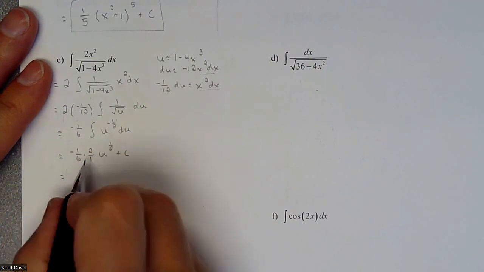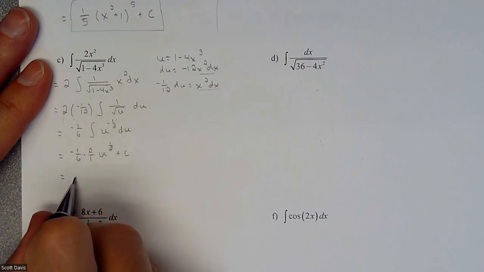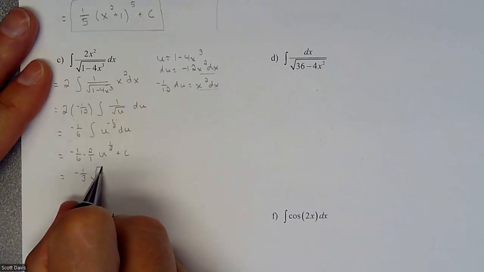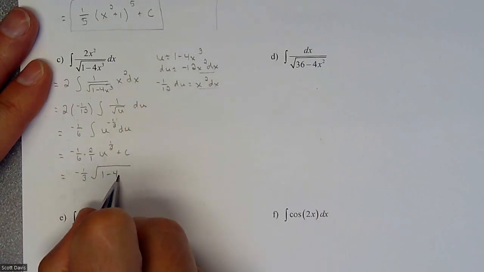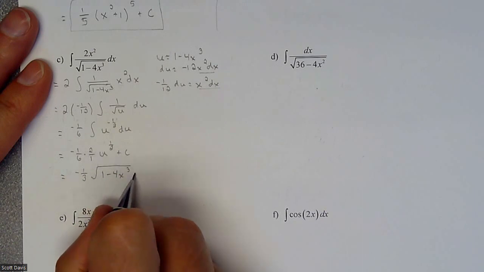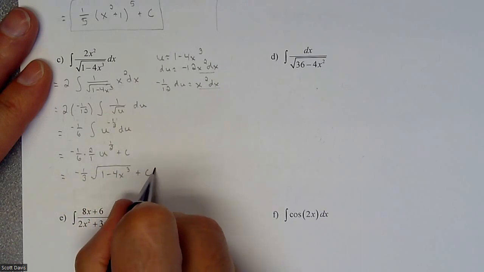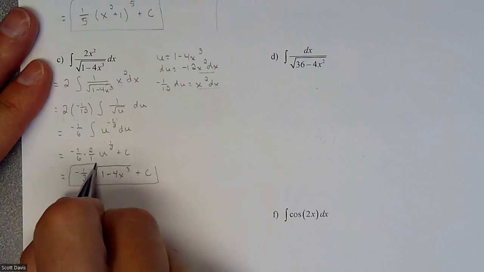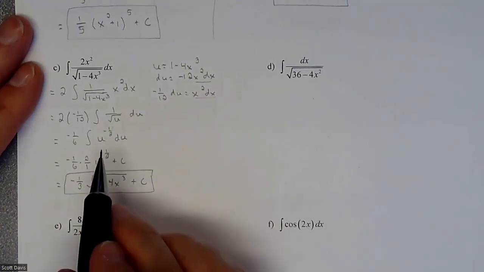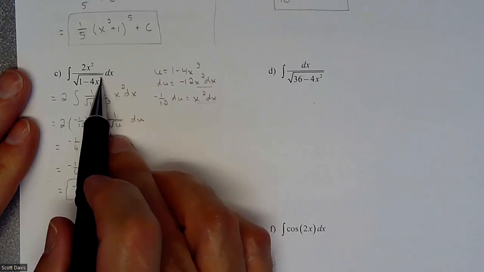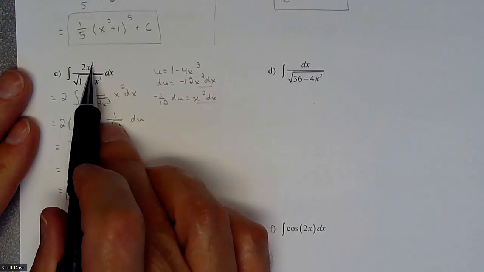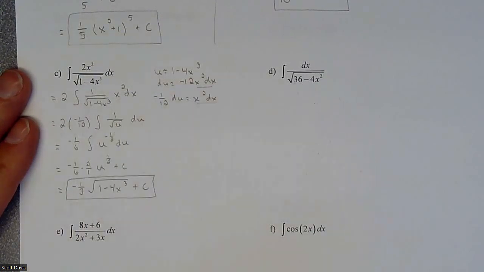So that's going to become a negative 1/3. And then, like I said, we're going to turn that back into a square root. Put the 1 minus 4x cubed back in for the u. And then tack on our plus c. All right, so there is our antiderivative. So the key was looking for if it has a chain rule feel to it, and if I take the derivative of x cubed, I get x squared. So I have the correct pieces in there.